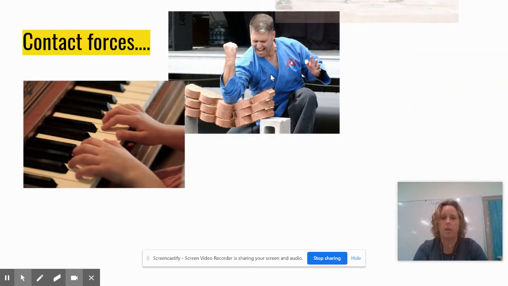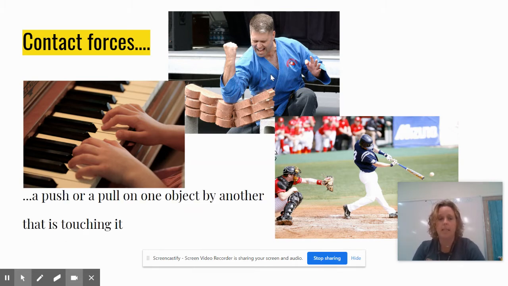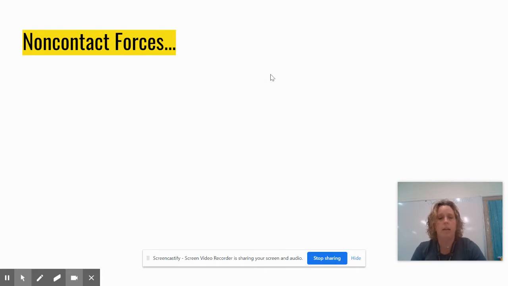All different types of contact force. A karate instructor using his elbow to break some stone. Playing the piano, using your fingers, exerting force on the keys to make the sound. Sports, baseball, swinging that bat, hitting the ball, you're exerting force. Contact force is a push or a pull on one object by another that is touching it. Again, feel free to pause and take your notes.